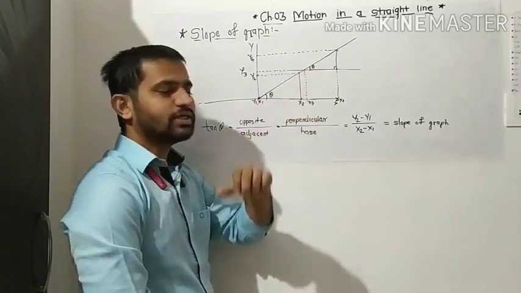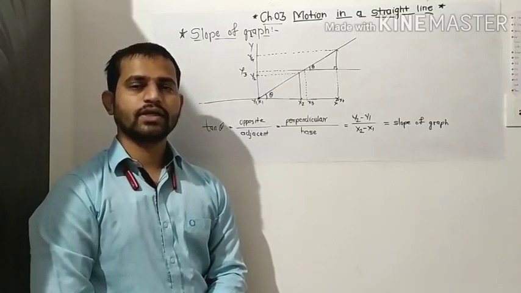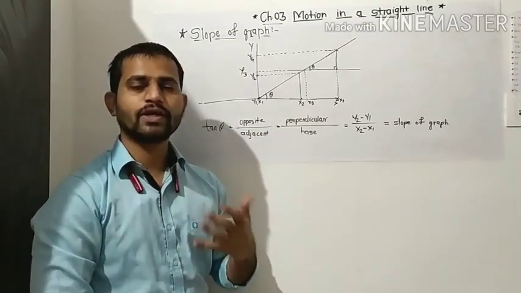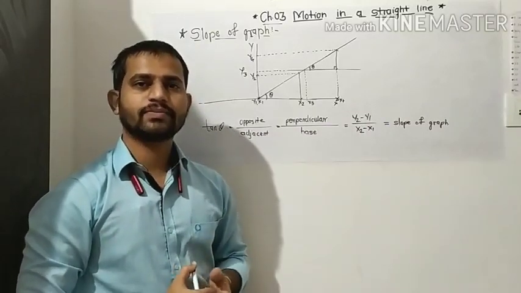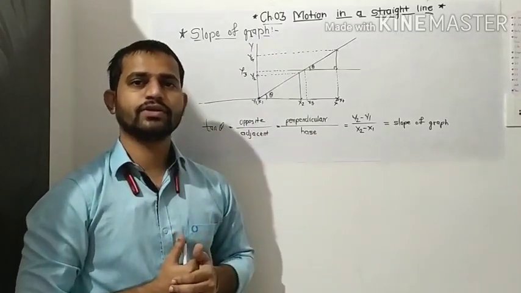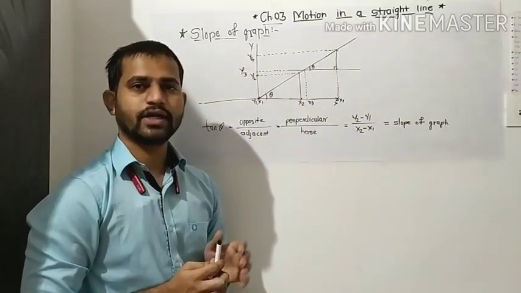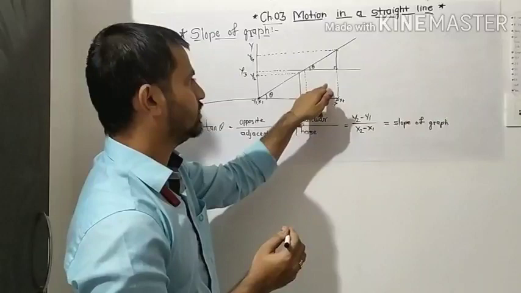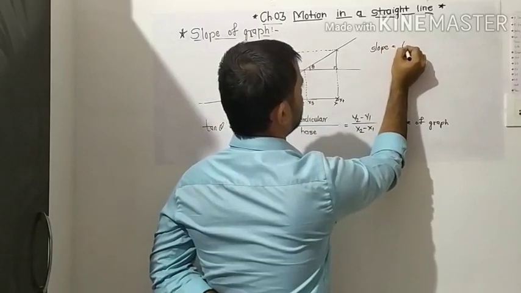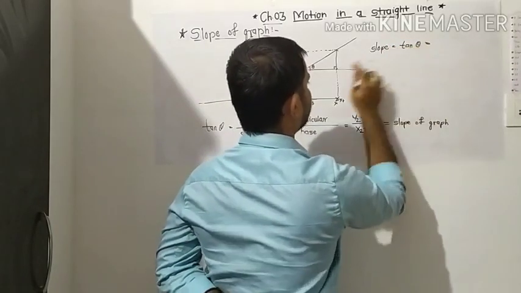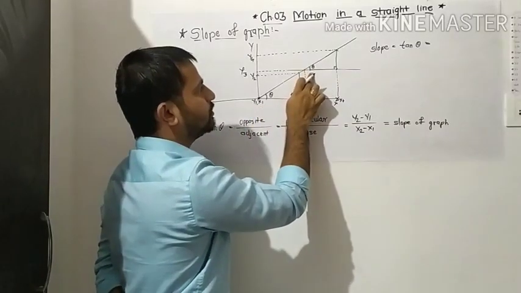So at this location also we can find out the slope of that particular graph, and slope is nothing but the tangent of the angle subtended by that inclined line with respect to the horizontal. So in this case, what is the slope? Slope is equal to tan of the angle theta, because it is making angle theta with respect to the horizontal here.